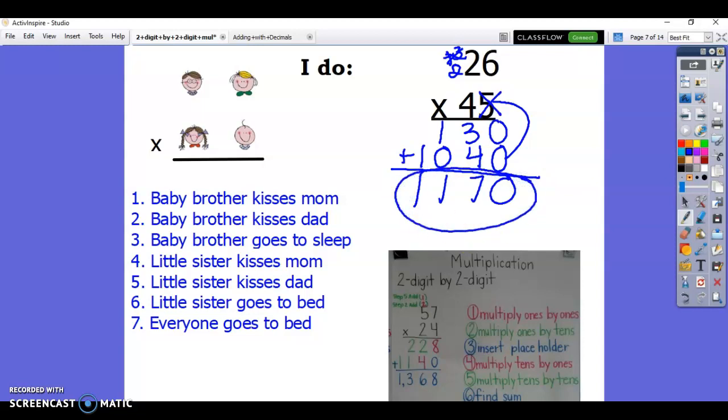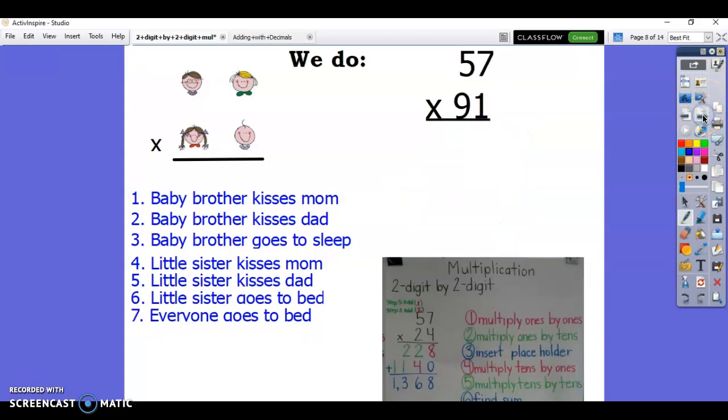So we went through the same steps, but this time we're using the acronyms of baby kissing mom and sister kissing mom and dad and so on. Whatever helps you keep yourselves organized. We're going to go through another step. Here we have baby kisses mom.